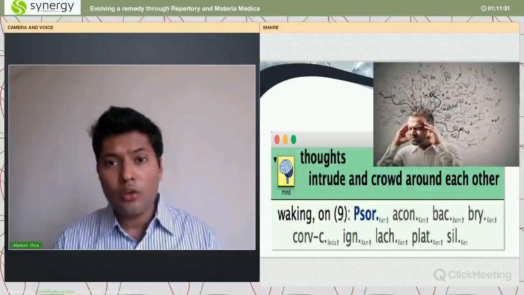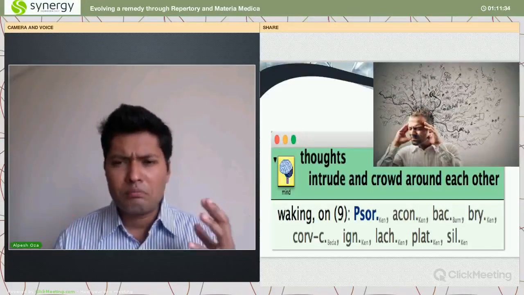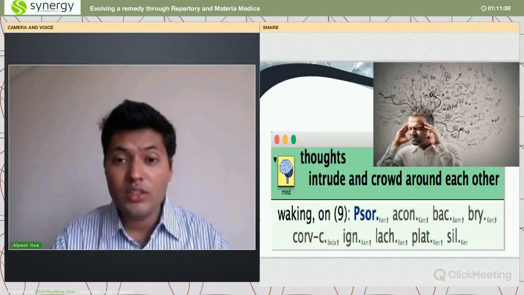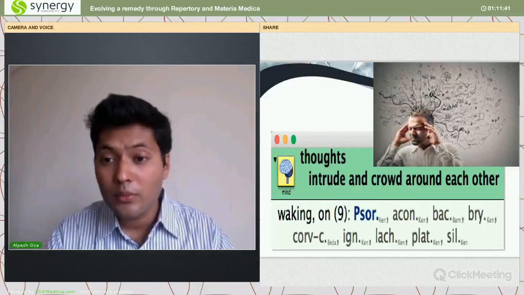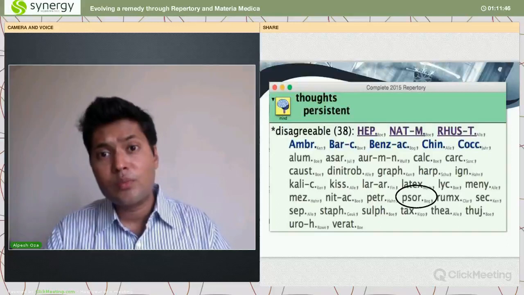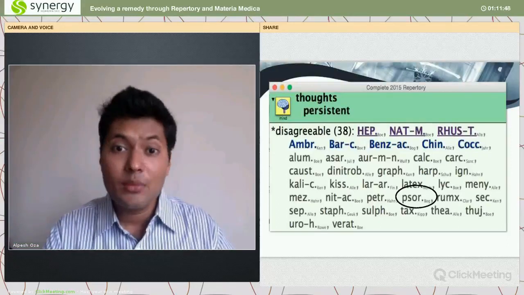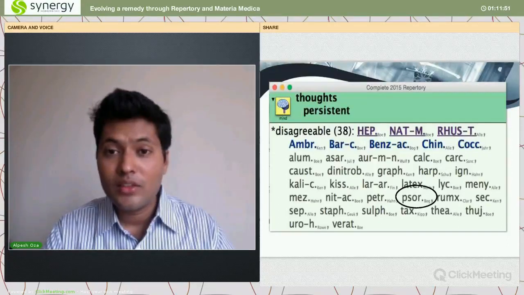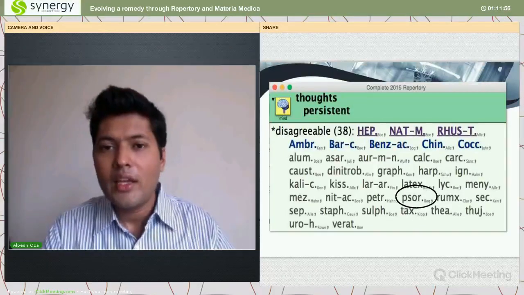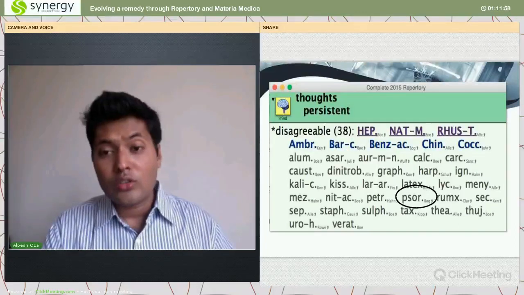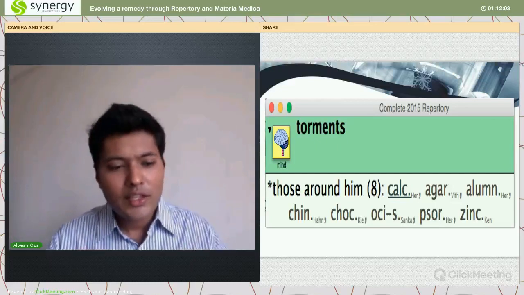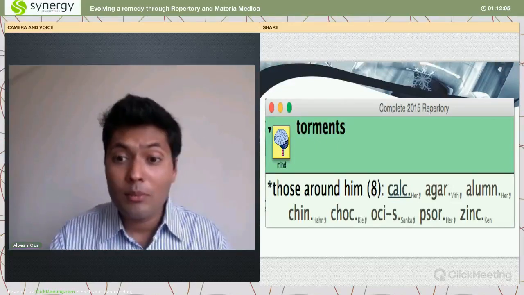Then he has a lot of thoughts crowding over each other, intruding when he wakes up, especially during that time. So we see one of the main remedies as Psorinum. Then we have these persistent thoughts, but disagreeable. All negative thinking: this will happen, that will happen. Then with all this negativity, what he does is he torments others. Whoever is around him, he'll keep on tormenting them.